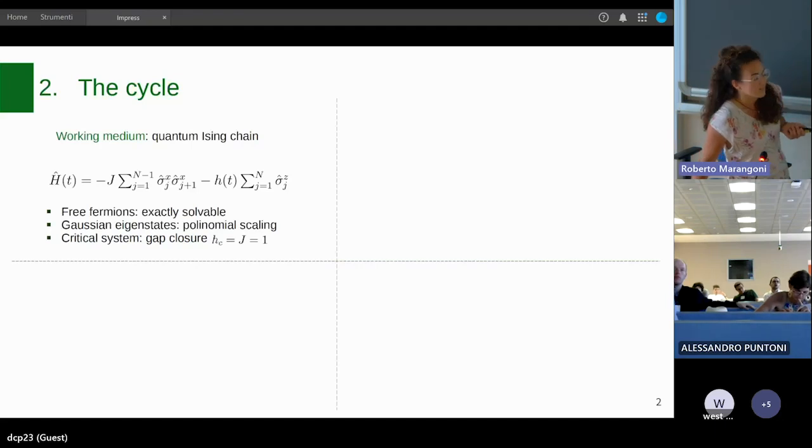It has Gaussian eigenstates. This means that if you want to simulate them on a computer, you just have to deal with a polynomial scaling. And it is a critical system. There is a gap closure at a critical value of the transverse field that is equal to J, that from now on we set to 1.